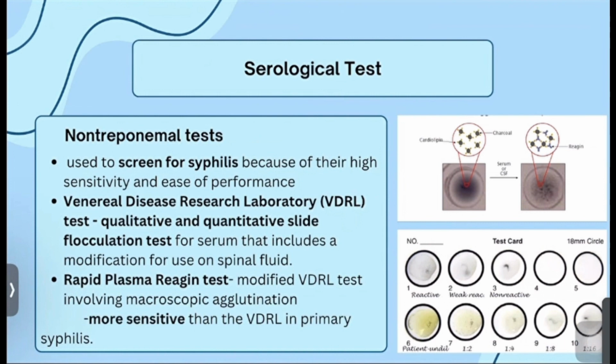The cards are read under a high intensity light source, so if the flocculation is evident, the test is positive. All reactive tests should be confirmed by retesting using doubling dilutions in a quantitative procedure. The RPR test appears to be more sensitive than the VDRL in primary syphilis.